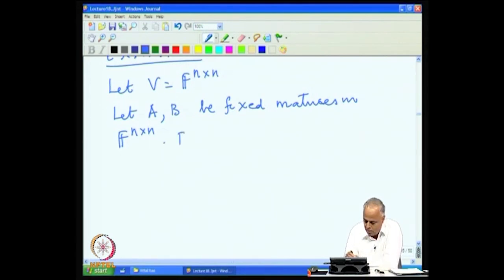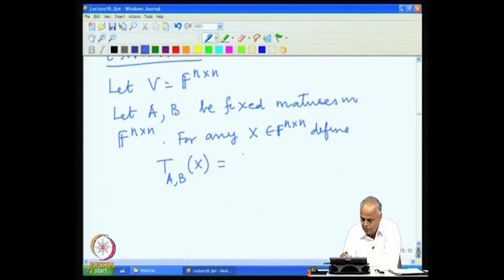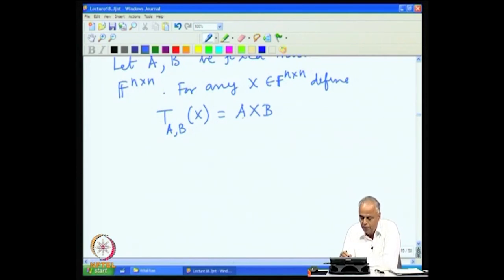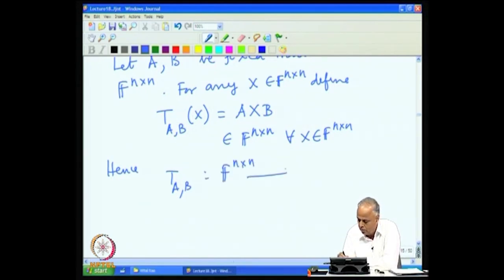Okay. So, for any x in F n cross n, define T A comma B of x to be, use A for pre multiplying and B for post multiplication. Now, we leave it as an x. First of all, you observe that everything is an n by n matrix. So, the product is going to be an n by n matrix, and therefore, T A B of x is also an n by n matrix. So, this belongs to F n cross n for every x in F n cross n, and hence T A B is certainly a transformation from F n cross n to F n cross n.